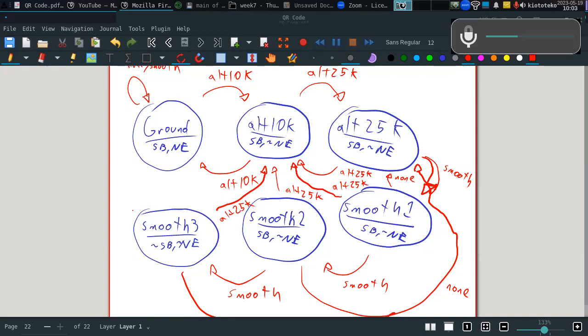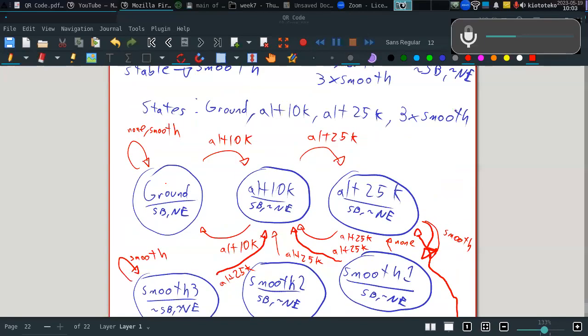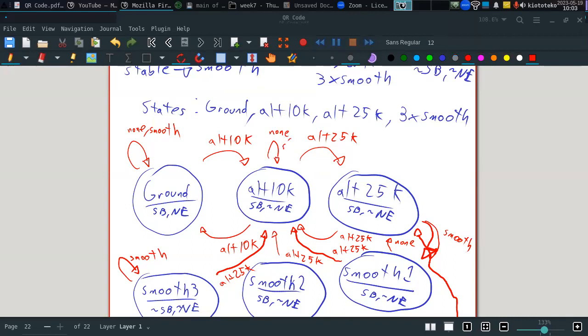Now, if you receive another smooth signal here, you stay here. If you receive no signal here, you stay here. Well, no or smooth, no? Or smooth. And I think that will be it for this state diagram. I think we have considered.